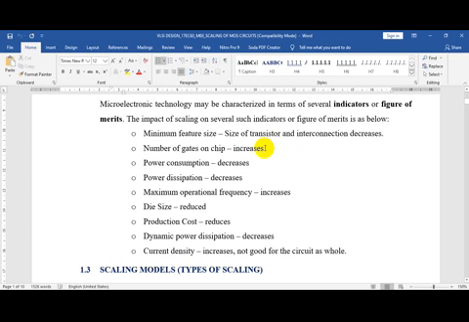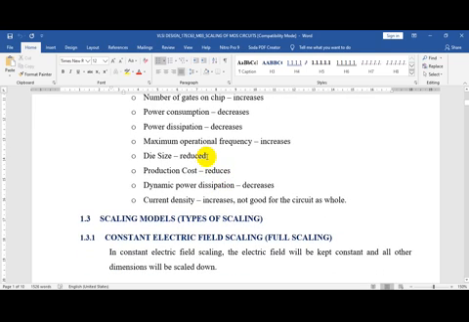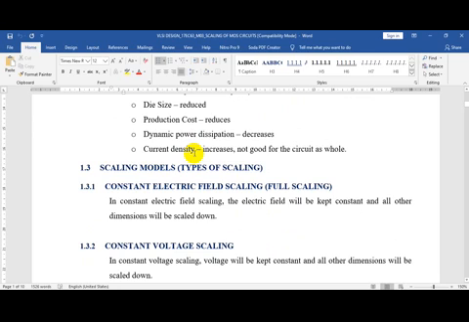Because of the decrease in the transistor size and the interconnections, the power consumption and dissipation decrease, the maximum operational frequency increases, and the die size is reduced. So you can have more dies on a single wafer. The production cost decreases, and the power distribution decreases. The only disadvantage is the current density, so the current flowing per unit area increases, that too when you consider this as a whole.